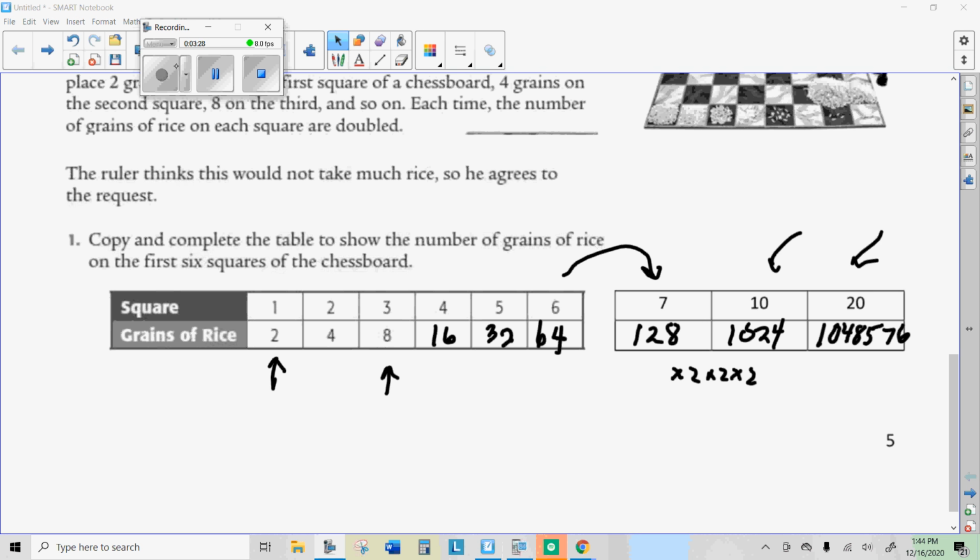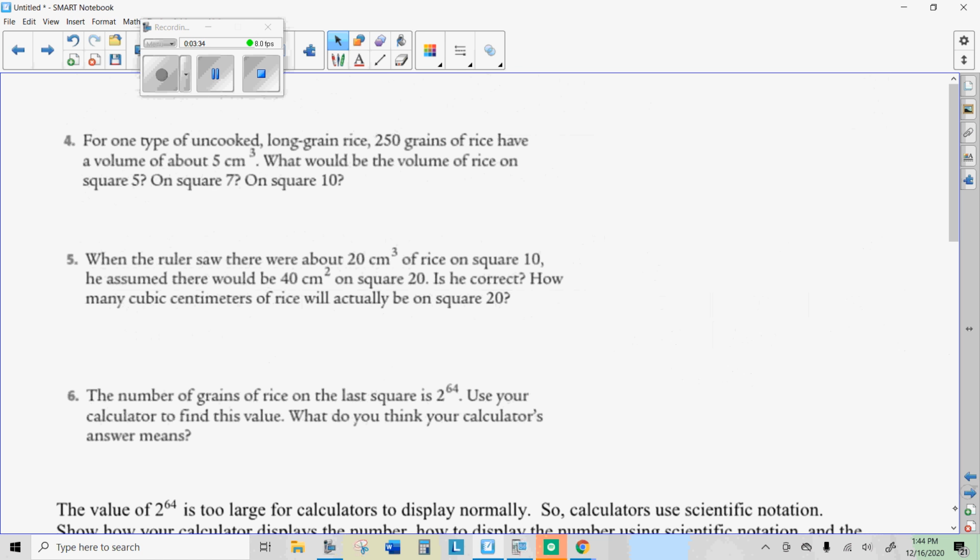All right, here's the numbers I came up with. We're going to need those numbers to do some calculations on the next page. For one type of uncooked long grain rice, 250 grains have a volume of about 5 cubic centimeters. What would be the volume on square 5? So we need to know how many are on square 5. I'll show you how to do that, then you can figure out the other ones.